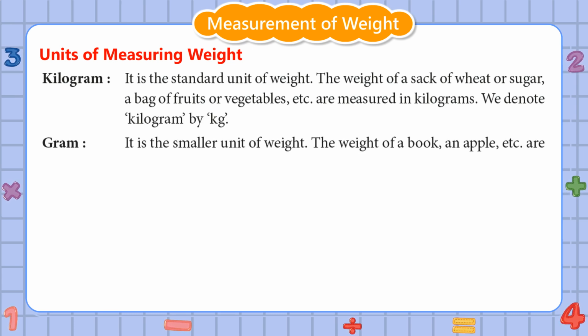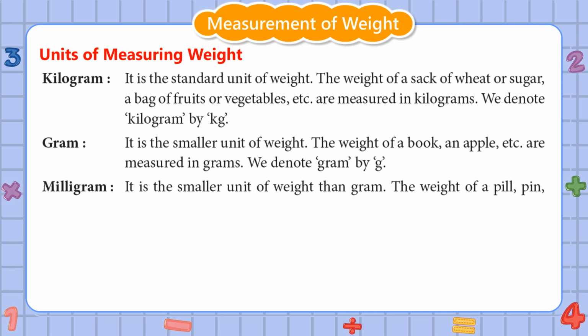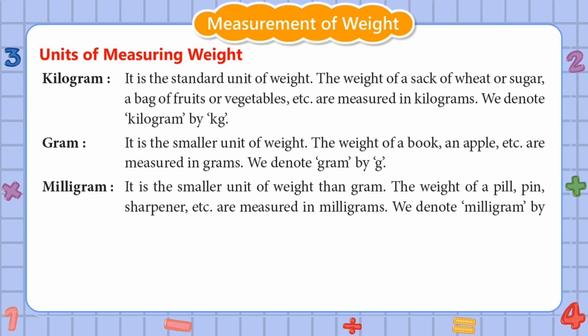Gram. It is the smaller unit of weight. The weight of a book, an apple, etc. are measured in grams. We denote gram by g. Milligram. It is a smaller unit of weight than gram. The weight of a pill, pen, sharpener, etc. are measured in milligrams. We denote milligram by mg.